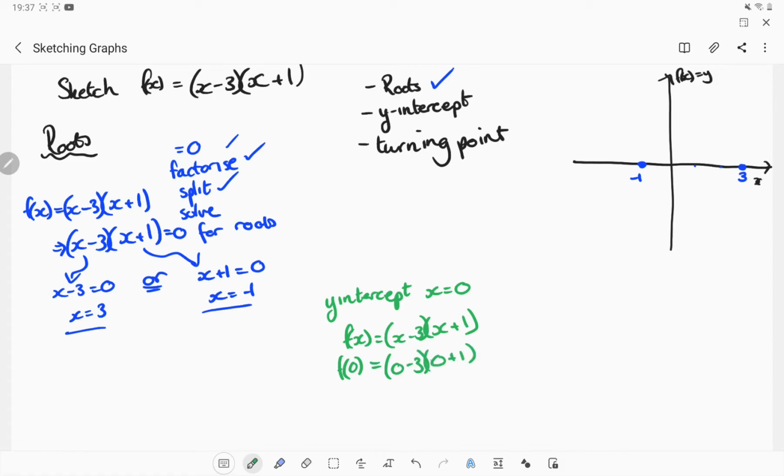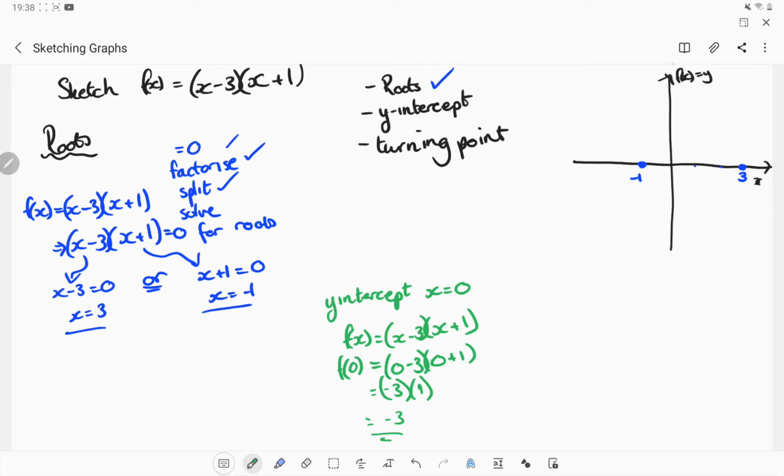Now this is where most people get confused. Remember, your brackets are multiplying. That was the whole reason we could split it up in the first place to find our roots. These brackets multiply. So we have minus 3 times positive 1, which gives you an answer of minus 3. Don't fall into the trap of thinking that that's adding. It's such a common mistake. Brackets mean multiply. So we've got our y-intercept.